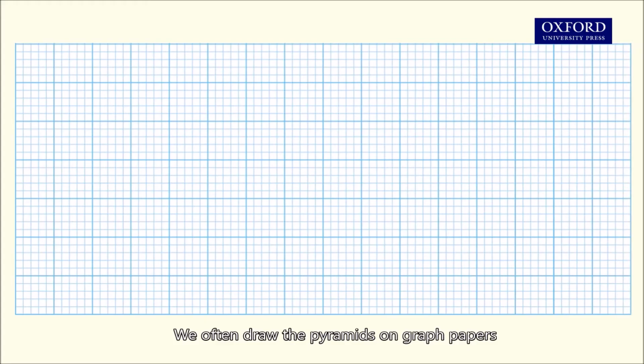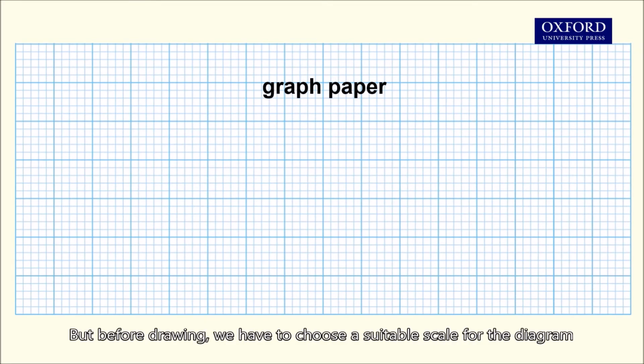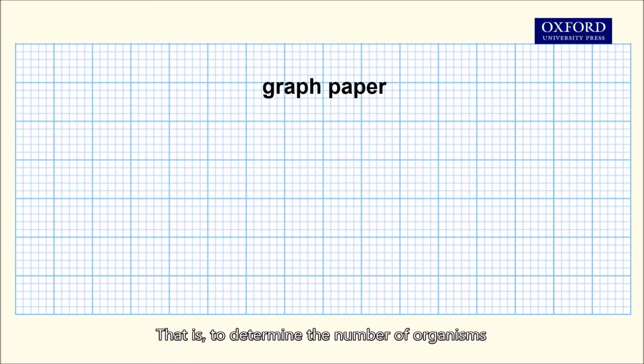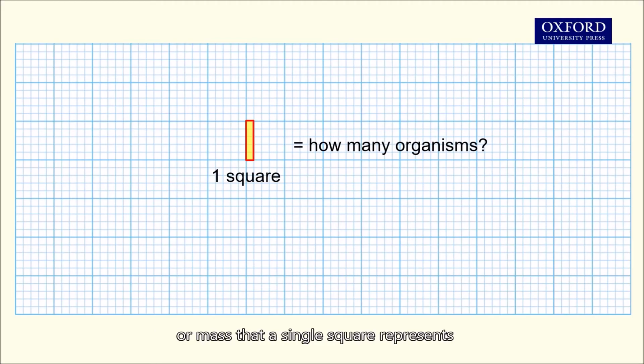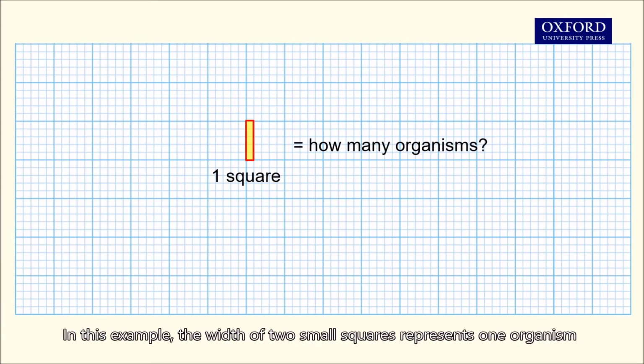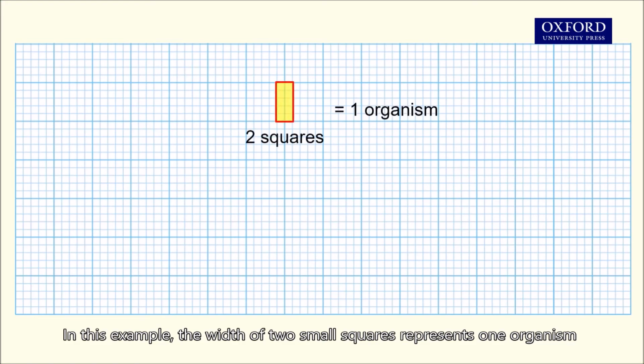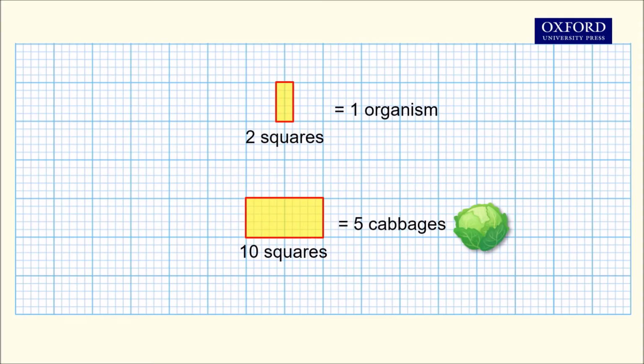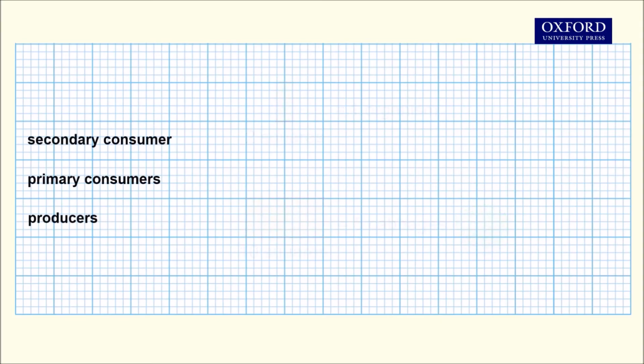We often draw the pyramids on graph papers. But before drawing, we have to choose a suitable scale for the diagram. That is, to determine the number of organisms, or mass, that a single square represents. In this example, the width of 2 small squares represents 1 organism. Then, we can draw the bars.